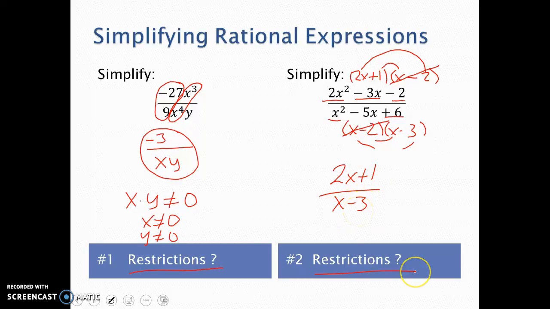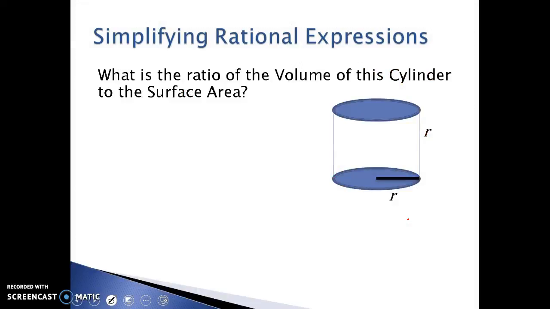And does this have any restrictions? Well, that means, can the denominator be equal to 0? And it could if x was 3. So this is going to work for every situation unless the x value is 3. And so that's what our restrictions are. That's just a quick example of simplifying expressions. Let's take a look and see how this compares to something that's a little bit more realistic.